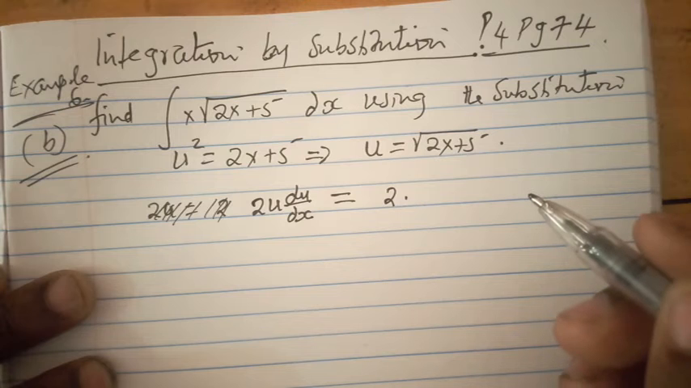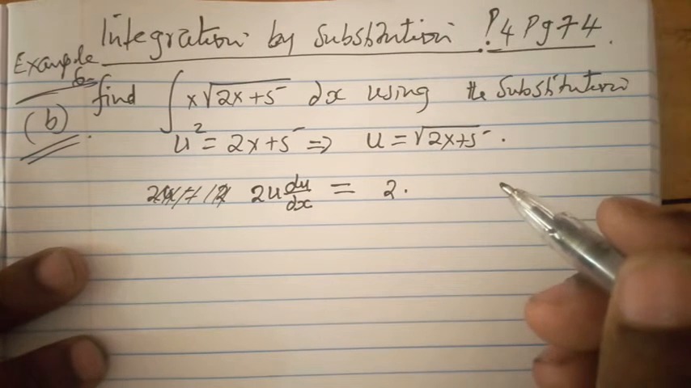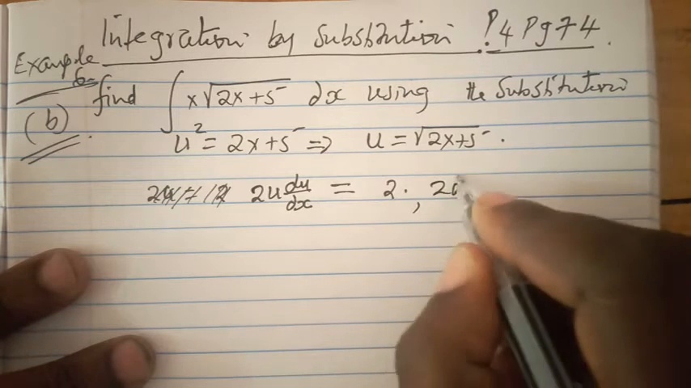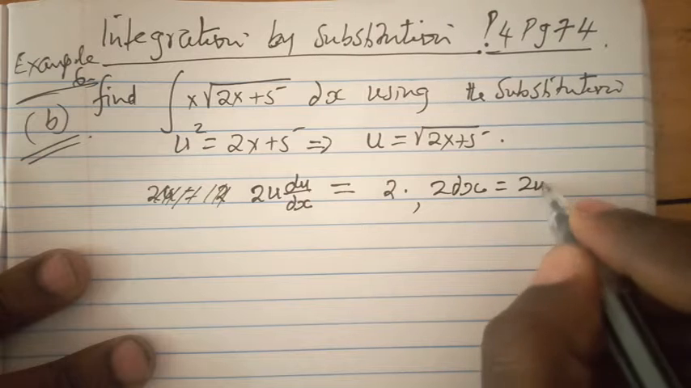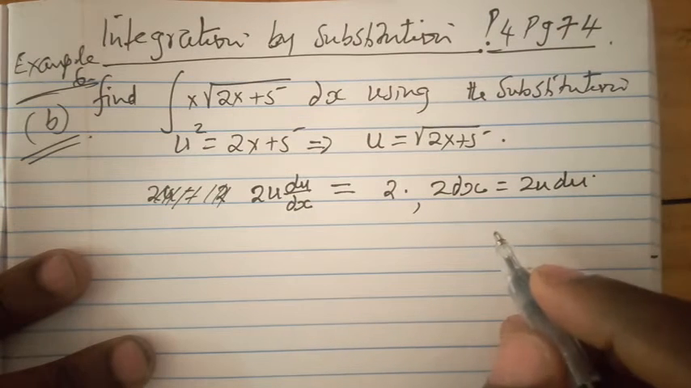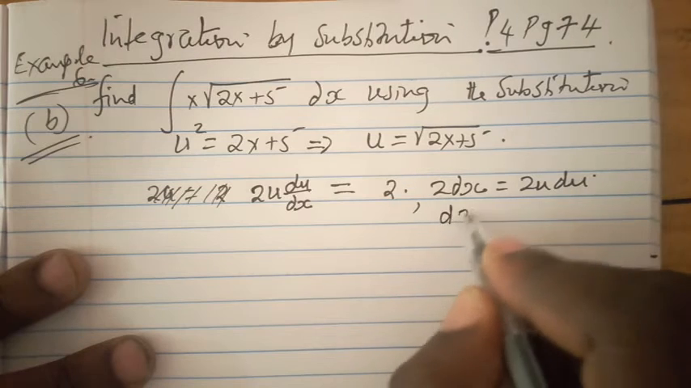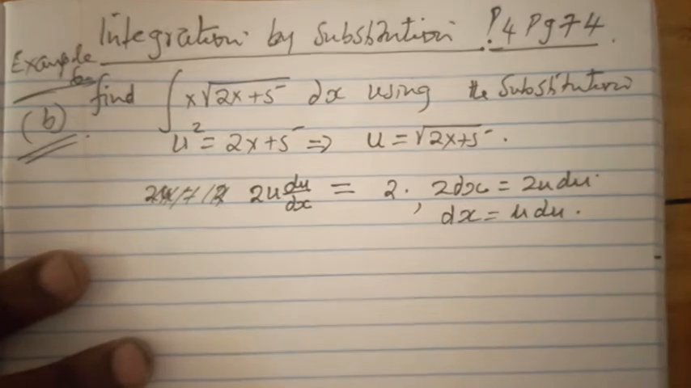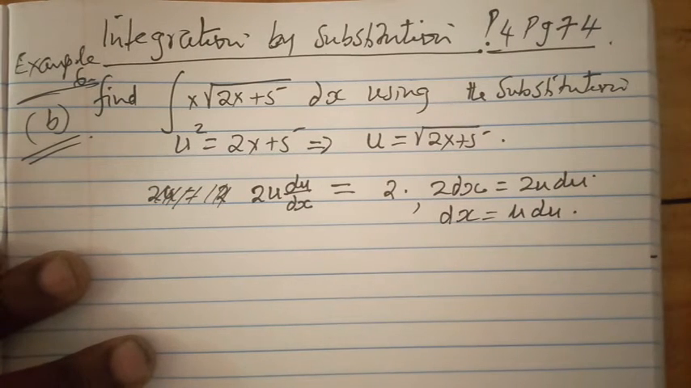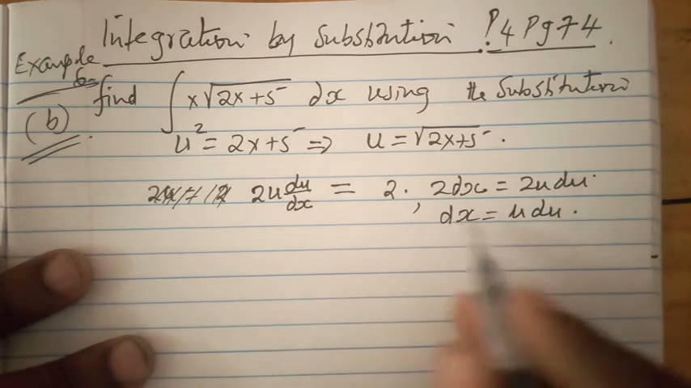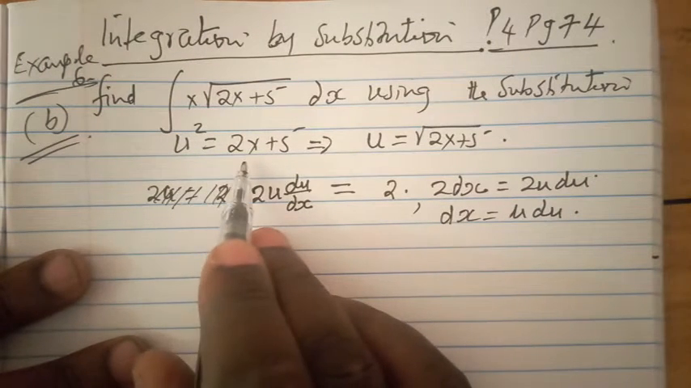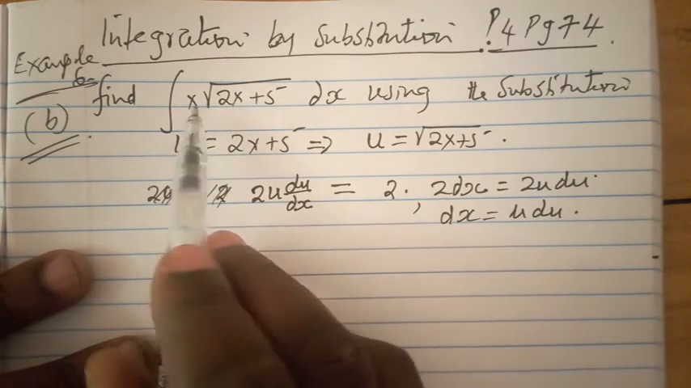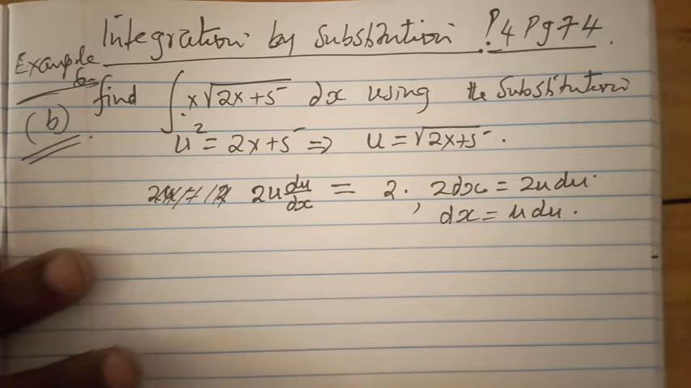Our main objective here is to make dx the subject of the formula, so 2 dx is equal to 2u du. Dividing both sides by 2 gives us that dx is equal to u du. That is a very important piece of information. With u squared as 2x plus 5, we are through with this part, but we are not through with what x could be.